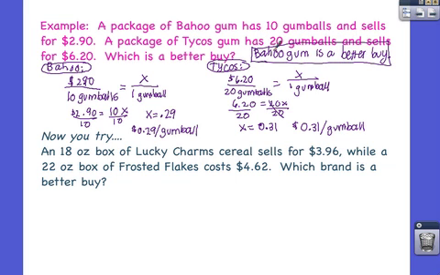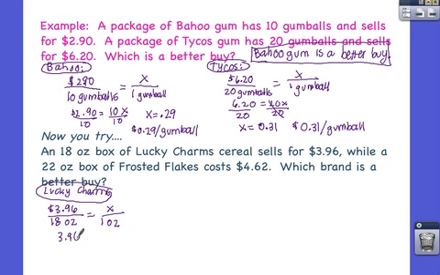Now you try. Pause the movie and resume when you're ready. An 18-ounce box of Lucky Charms cereals sells for $3.96, while a 22-ounce box of Frosted Flakes costs $4.62. Which brand is a better buy? So we need to find our unit price. So how much money is it per ounce? So we'll start with our Lucky Charms. And we know that it's $3.96 for 18 ounces, and we're looking to find how much is it for 1 ounce.